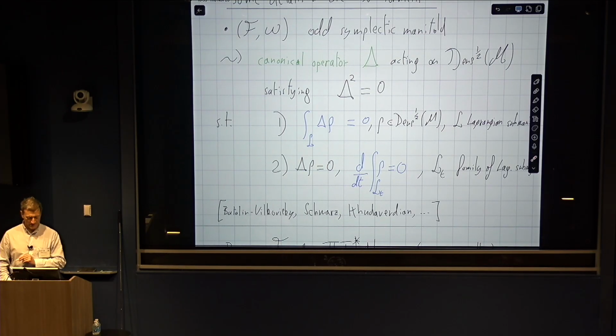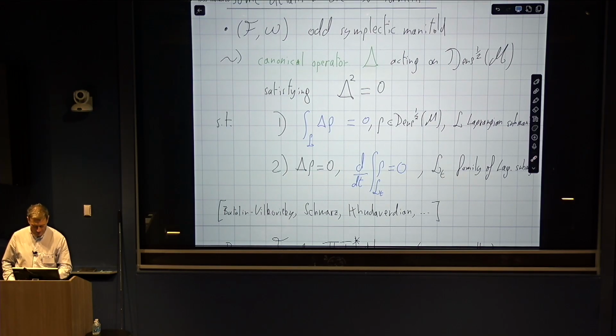But okay, now these are global statements. And so the observation is the following. First of all, if you integrate a delta exact half density on a Lagrangian submanifold, you get 0, assuming the integral is well defined. And the second observation is that if you have a delta closed half density and you have a family of Lagrangian submanifolds depending smoothly on some parameter t, the integral of the half density on the Lagrangian submanifold L_t does not depend on t. So the integration is invariant under deformation of Lagrangian submanifolds.